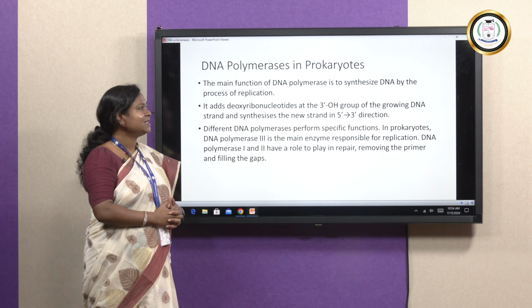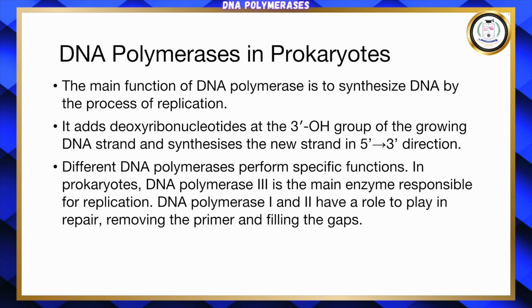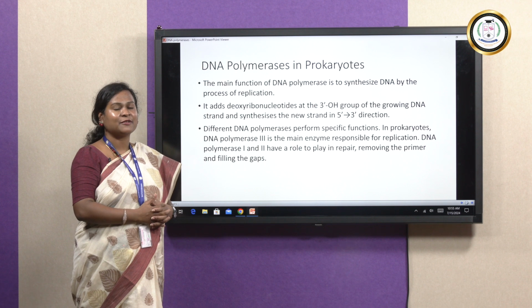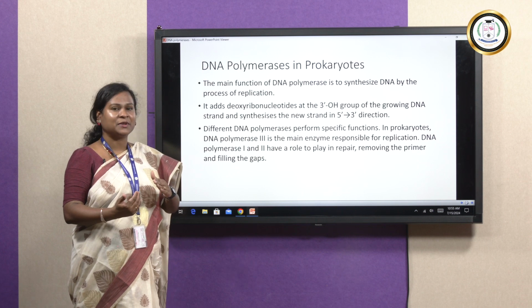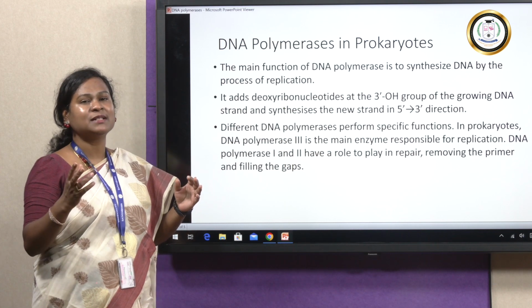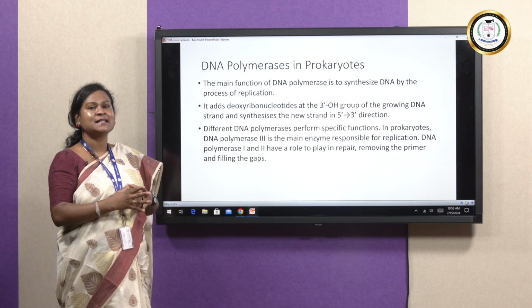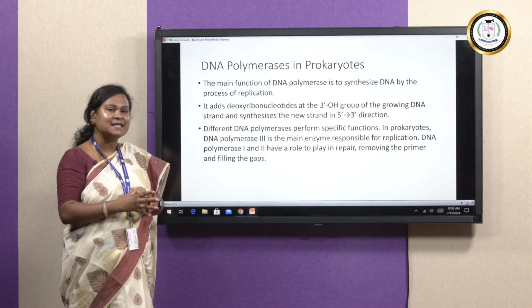First and foremost, the main function of a DNA polymerase is to synthesize DNA, and it has the capacity of reading the DNA strand from the 3' to 5' end. That means the newly synthesized strand is from the 5' to 3' end. It keeps adding nucleotides at the 3' terminal by removing the hydroxyl group and creating a phosphodiester bond.